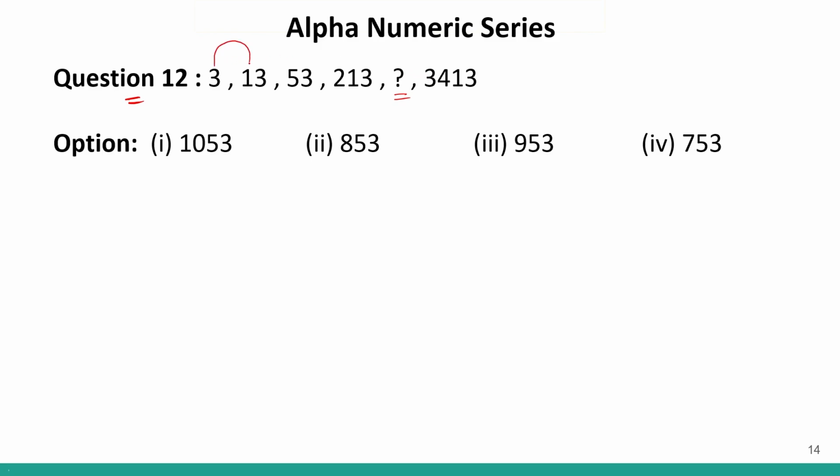So from 3 to 13, if I multiply it by 4 and add 1, I'll get 12 plus 1, that is 13. Correct? From 13 to 53, if I multiply 13 by 4 and add 1, I'll get how much? 4 into 3, 12, 52 plus 1, 53. Correct? Now let us check for 53 also.